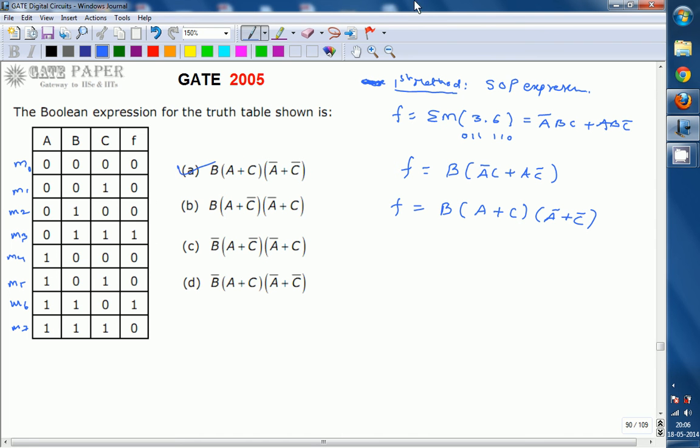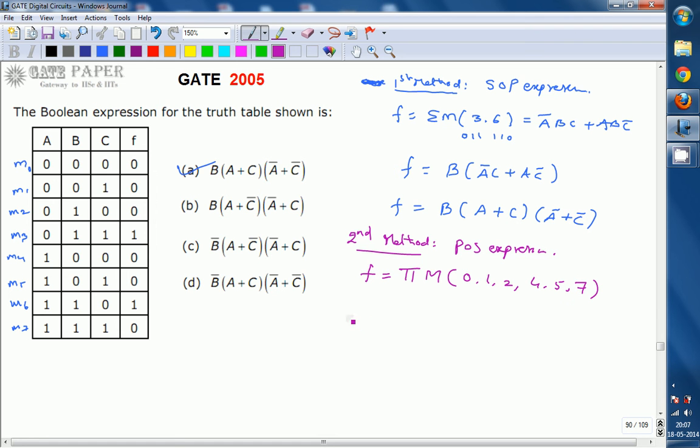Now we will go for the second method, which is the POS expression, product of sums. The same expression can be obtained with the POS form also. POS is the product of maxterms, so this is product pi m of 0 1 2 4 5 7. Going this way, you get sums; the minimized sums are multiplied later.